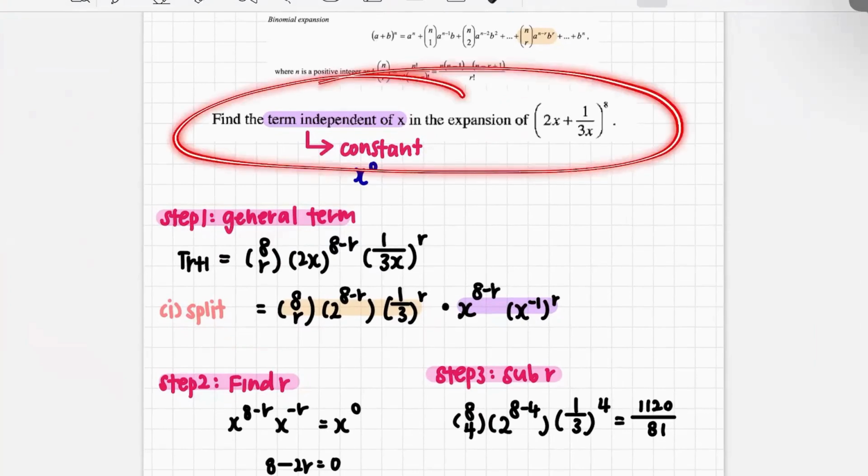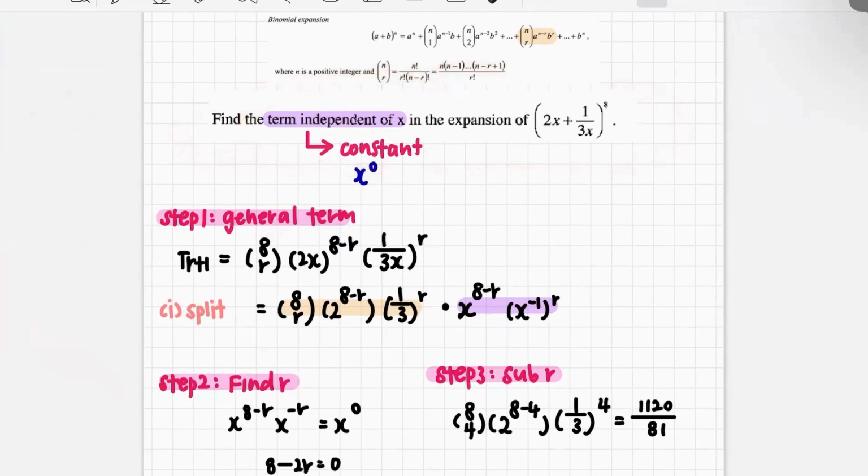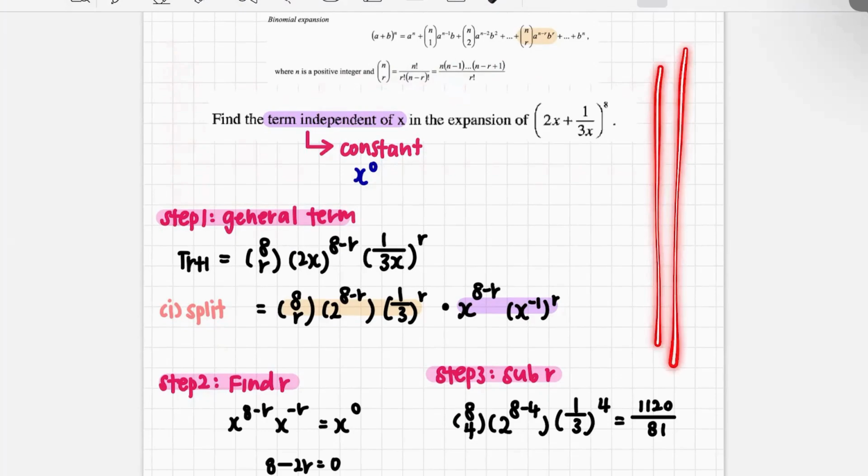This is how we find a specific term using the general term. This is actually a very, very typical exam type question. You see this in O-level, you see this in prelim. So make sure you master this, okay? There are many, many more examples for you to try.